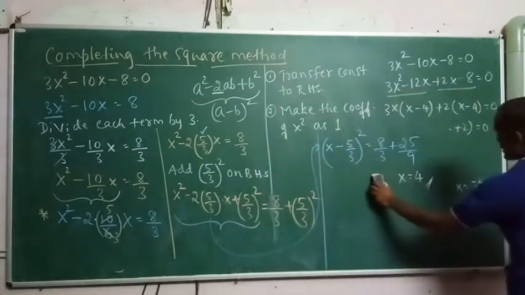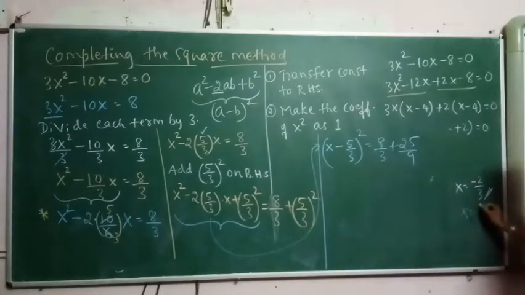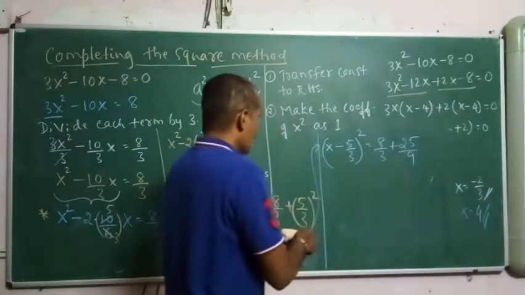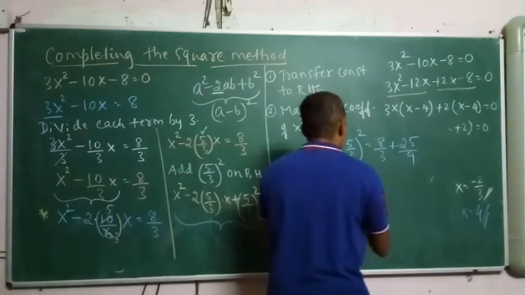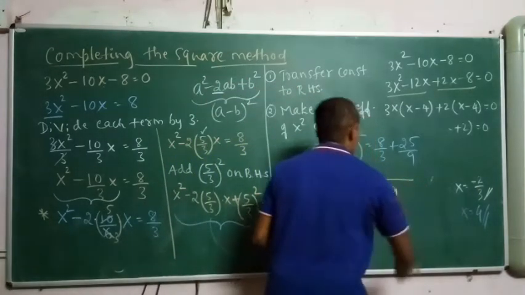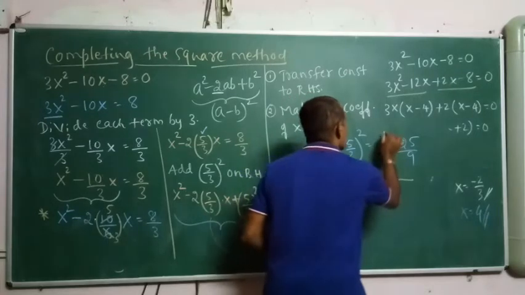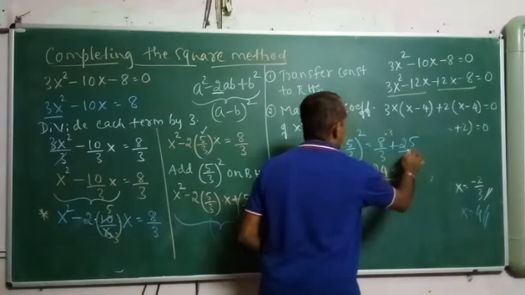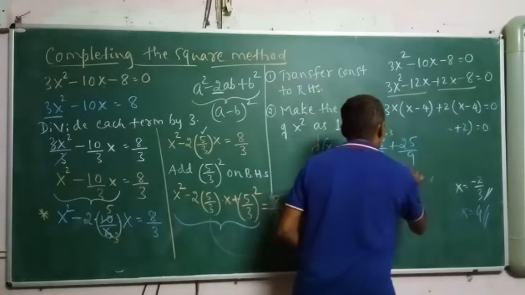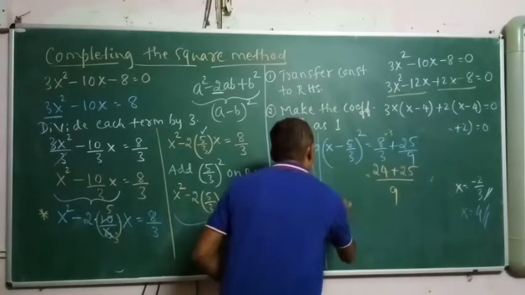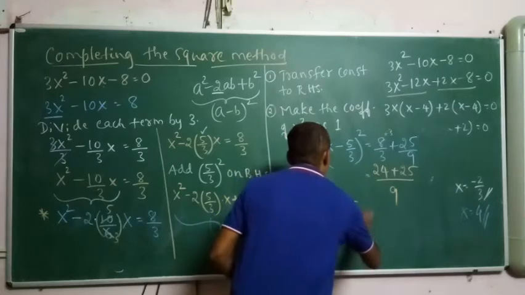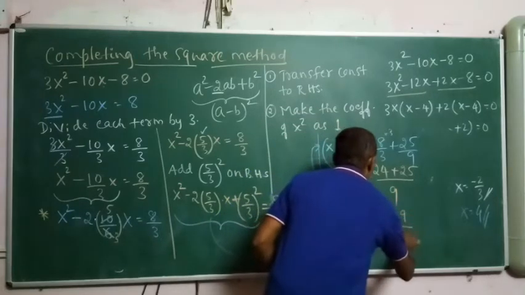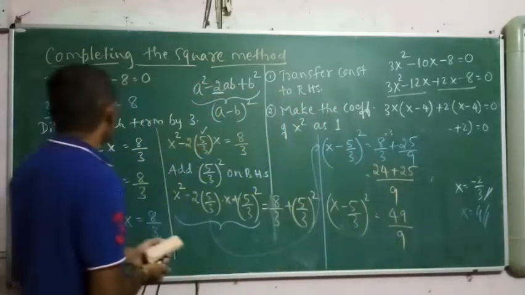Here I will write x is equal to 4; this is the answer I have to get. Okay, now I will simplify the RHS. LCM is 9, 3 3s are multiplied by 3, it is 24 plus 9 1s are 9 multiplied by 1 is 25. X minus 5 by 3 the whole square is equal to 49 by 9.